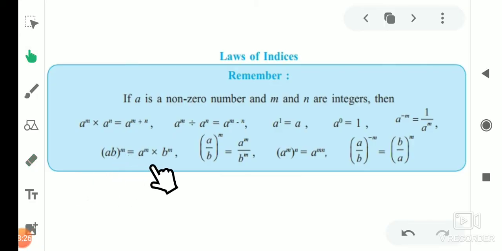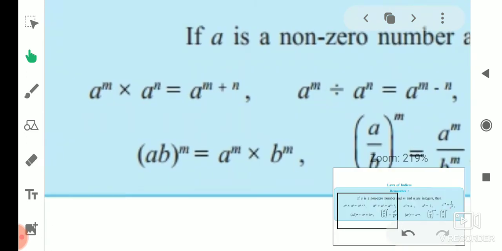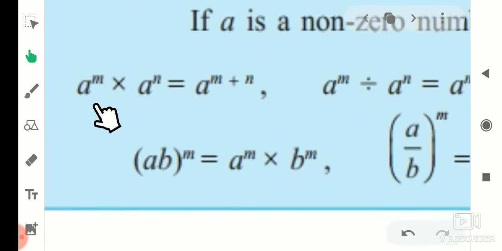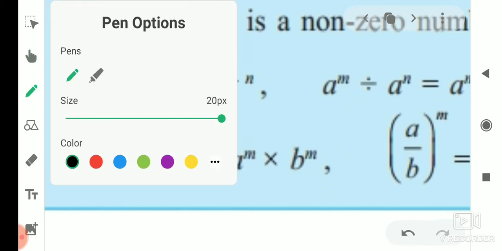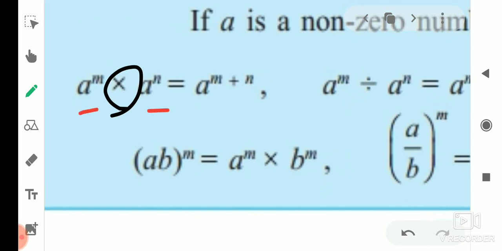Now what have we learned till now? We have learned these properties. The first property is a raised to the power m into a raised to the power n equals a raised to the power m plus n. The very first property is the product of two indices of same base. Here the bases are same and there is a product of their indices, so the base will remain same and there will be the addition of their powers, m plus n.